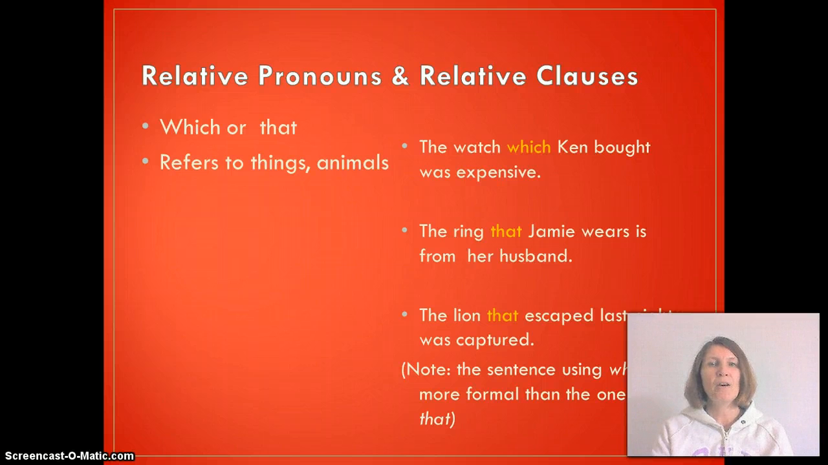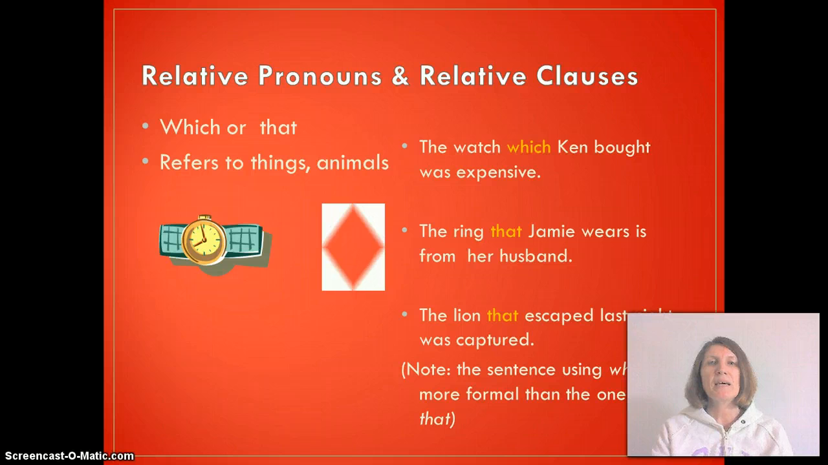That Jamie wears. What does she wear? The ring. So that is representing and referring to the ring. The lion that escaped last night was captured. That refers to lion, which is also the subject of the sentence. So remember that which or that also refer to the subjects, but these are for animals and for things, not for people.